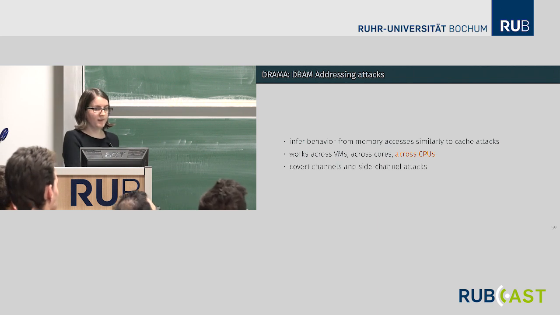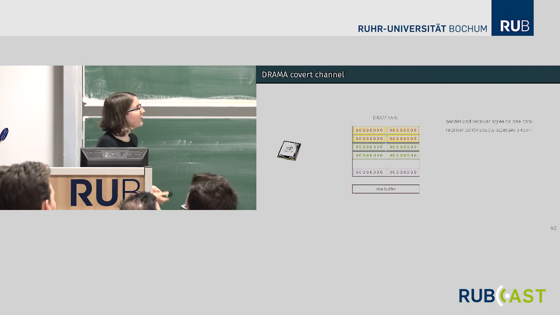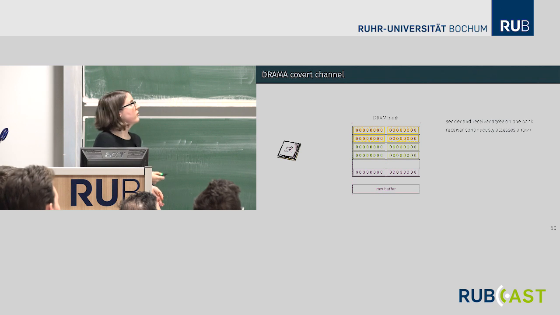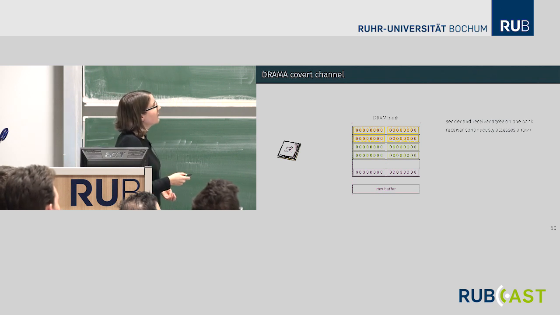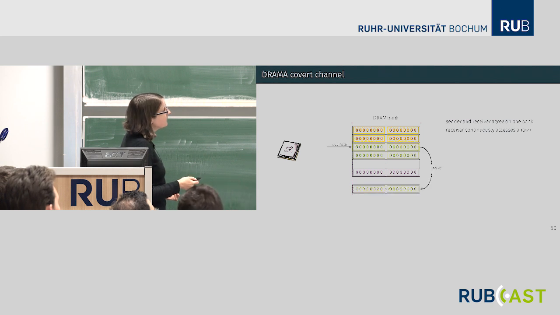We can build covert channel and side channel attacks basically as with the cache. So how do we first build a covert channel? The idea is that the sender and the receiver will agree on one bank. So this bank. The receiver continuously accesses one row. So here, let's say this one.